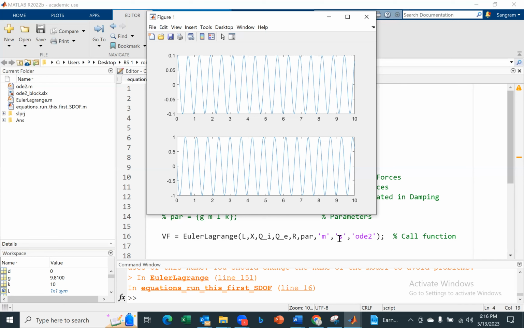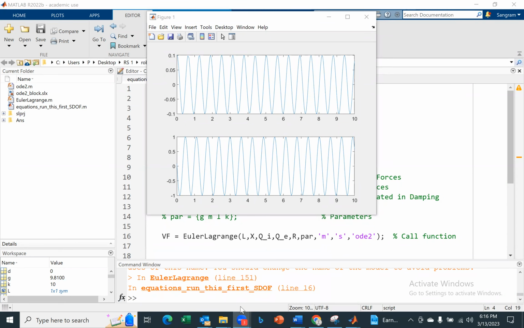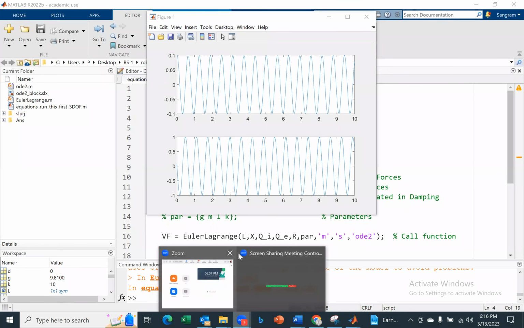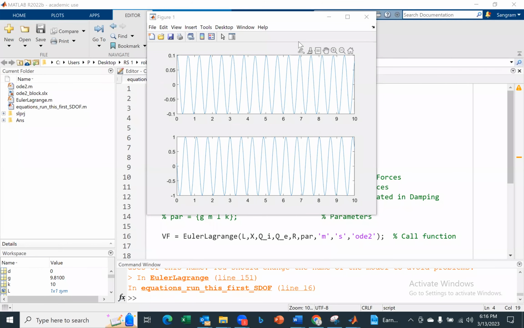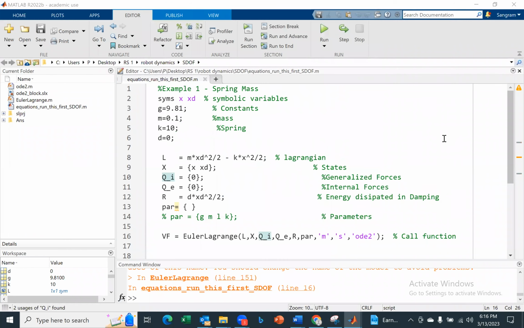Online students, are you getting the results? I'm looking at the chat window. Online students. Okay, so I see the students are getting the results.